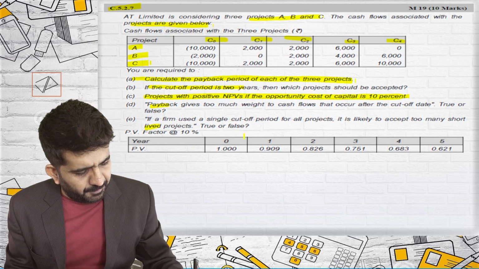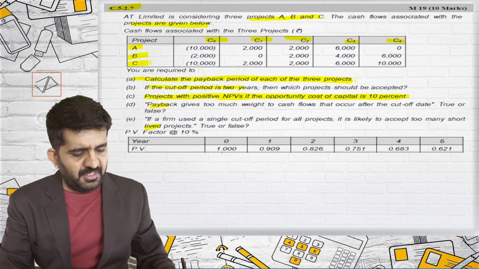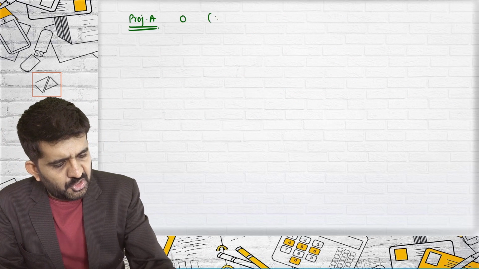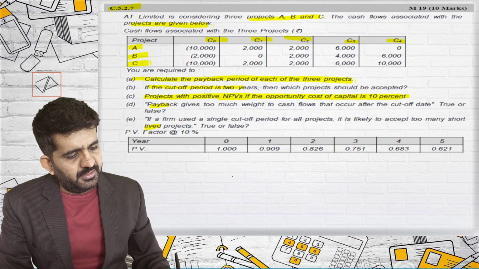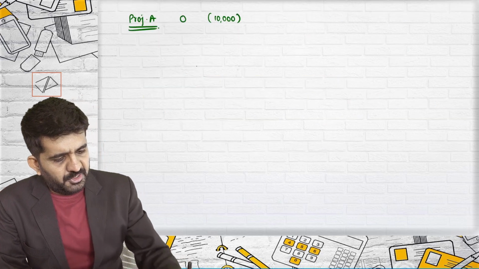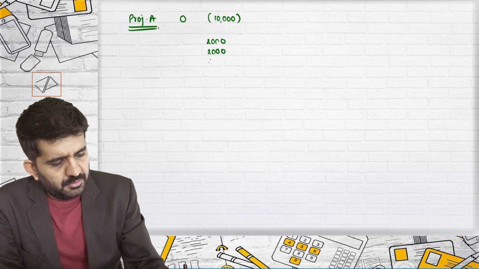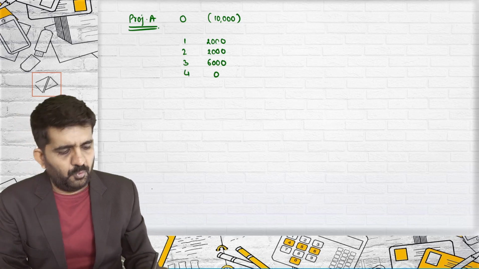First, let us find out payback period and NPV. First, I'll be finding out the simple payback period of project A. Project A, what are the cash flows? Today, there is a cash outflow of 10,000. Then 2,000, 2,000, 6,000, 0, for years 1, 2, 3, 4.